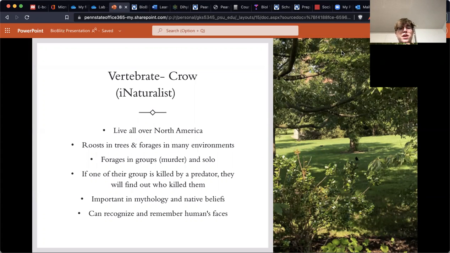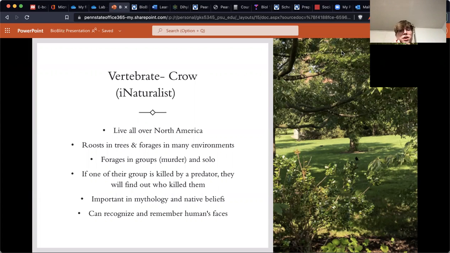They typically roost in trees and they forage in many different environments, whether it's urban or rural areas, forests or farmland. An interesting fact about crows and how they behave with other organisms is that if one of a crow's group, or murder, is killed by a predator or another creature, the crows will have almost a little funeral, and they'll find out what killed the crow, and then they will hunt and attack whatever killed their group mate or whatever they find threatening.